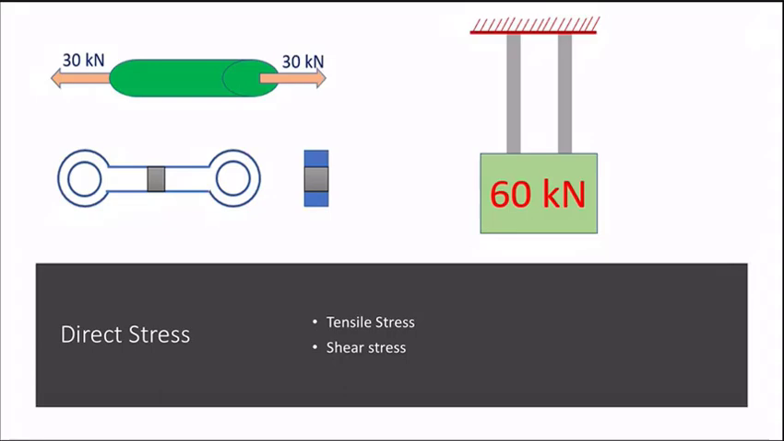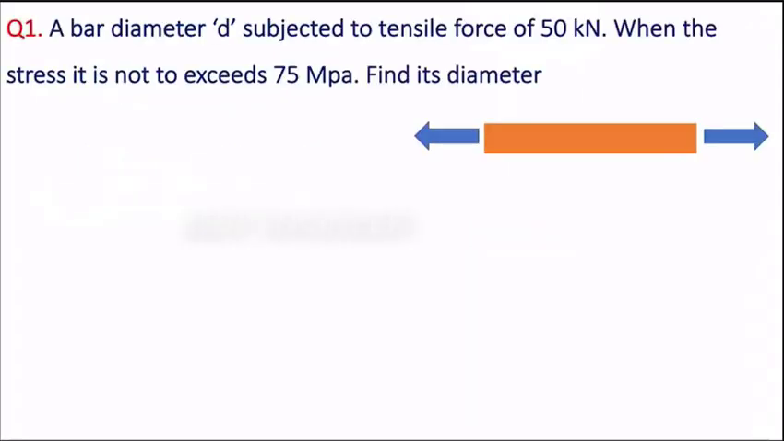Hello friends, in this video let me solve some problems based on tensile stress and shear stress. First question: a bar of diameter D is subjected to a tensile force of 50 kN, and the stress should not exceed 75 megapascal. Find the diameter. Let's write the given data.